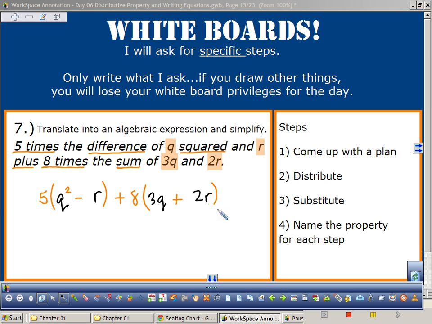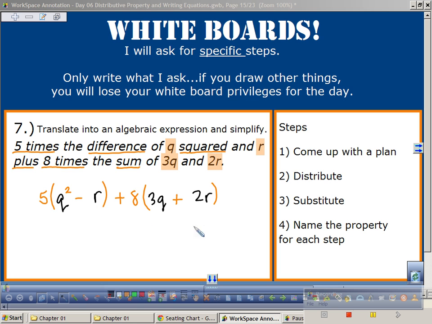We need to do what? Distribute. So let's distribute. When I distribute, I get 5q squared minus 5r. Doesn't this say negative r? So 5 negative r's, isn't that negative 5r? No, where'd you get negative r? Because up here it says q squared and r, the difference between them. Isn't difference mean subtraction? If I say the difference between my two kids is 2 years, didn't I just subtract 8 from 6? Yeah. Right?